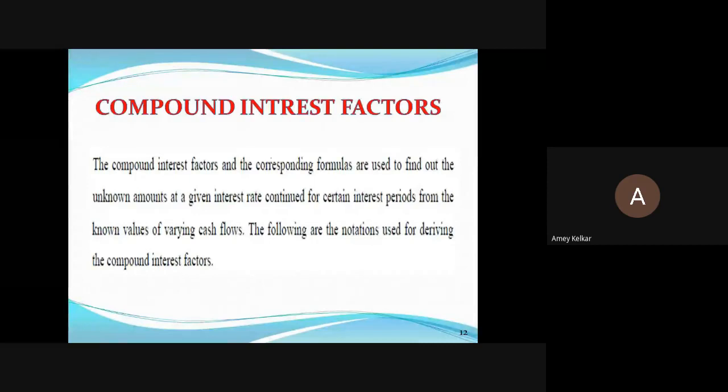So now this part is very important. Simple interest and compound interest was fine, which was a part of regular thing. So now here your involvement will start.